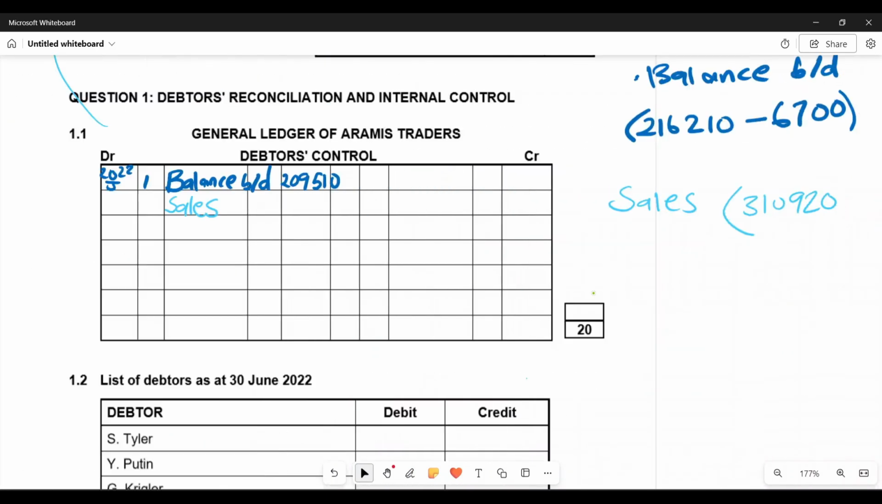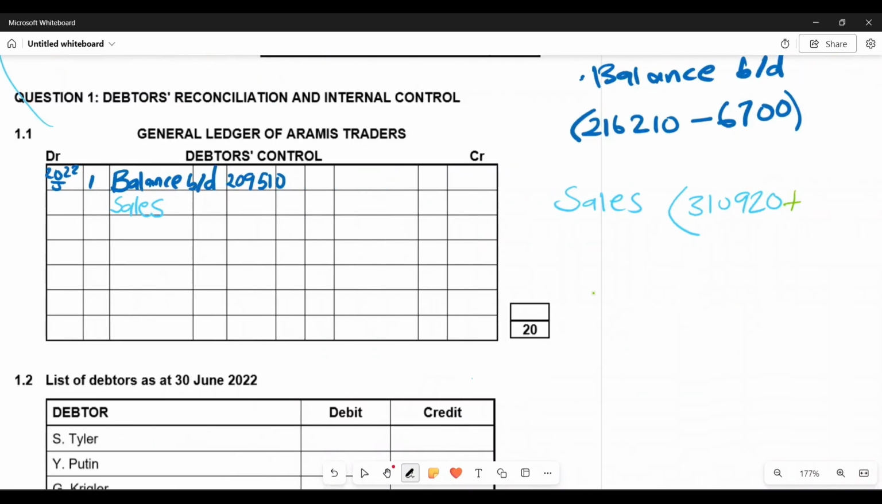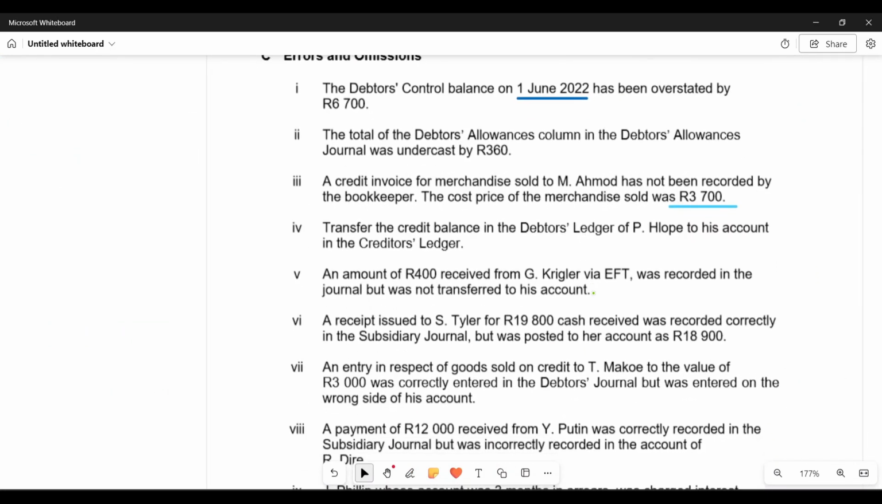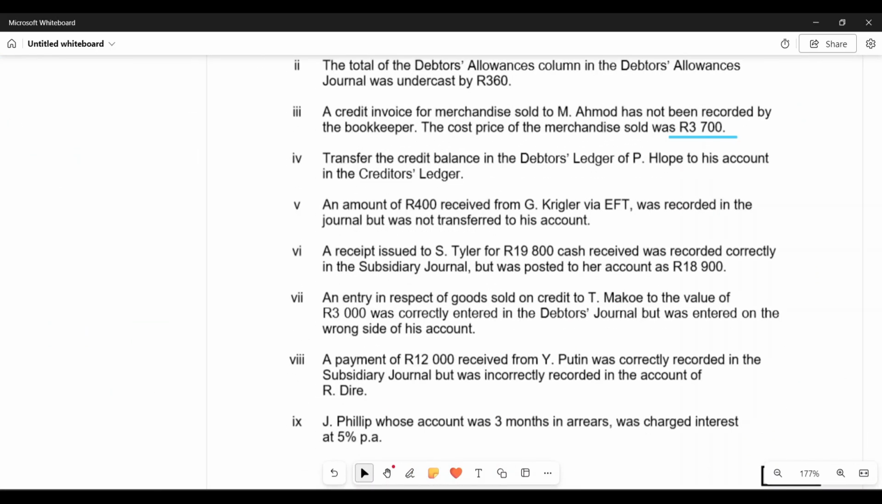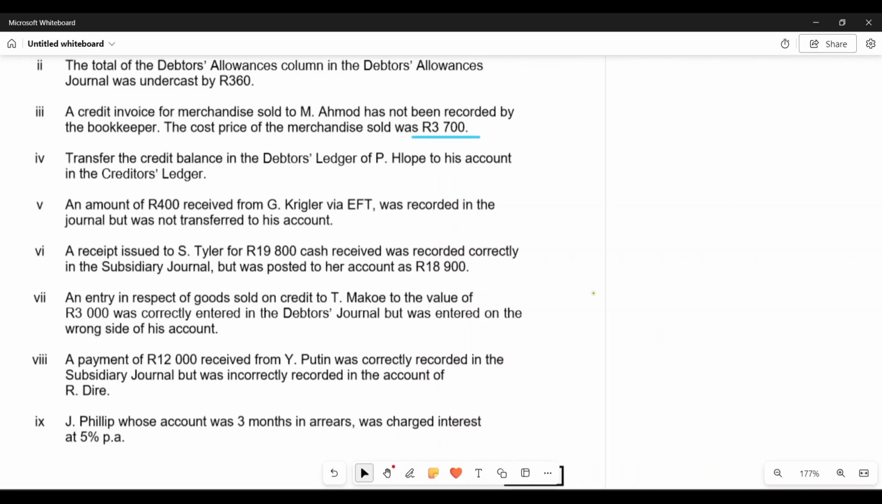Right. So my sales amount, I'm going to add 5,180. Now, let me see if there's any other transaction that affects my sales. Okay, I think that was the only transaction that relates to it, because here, credit balance transfer, now an amount. All right, this was corrected. Okay, that was the only transaction that affects our sales.